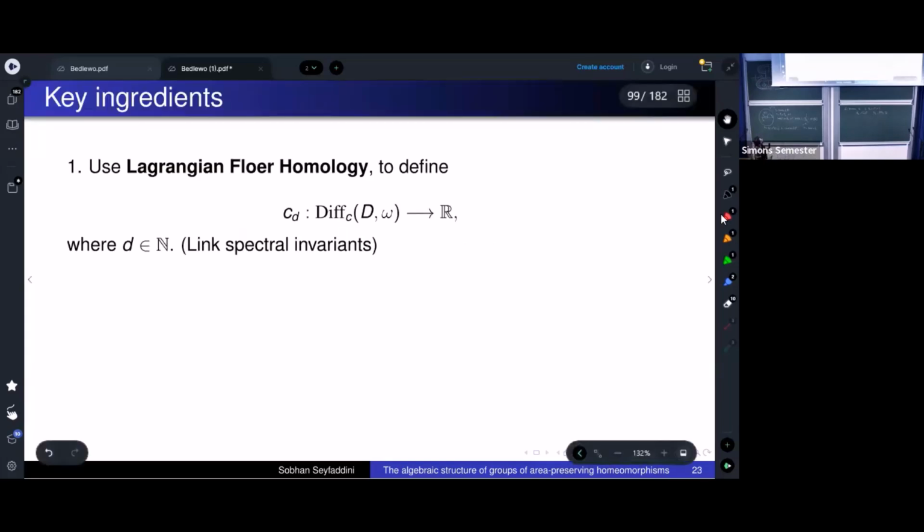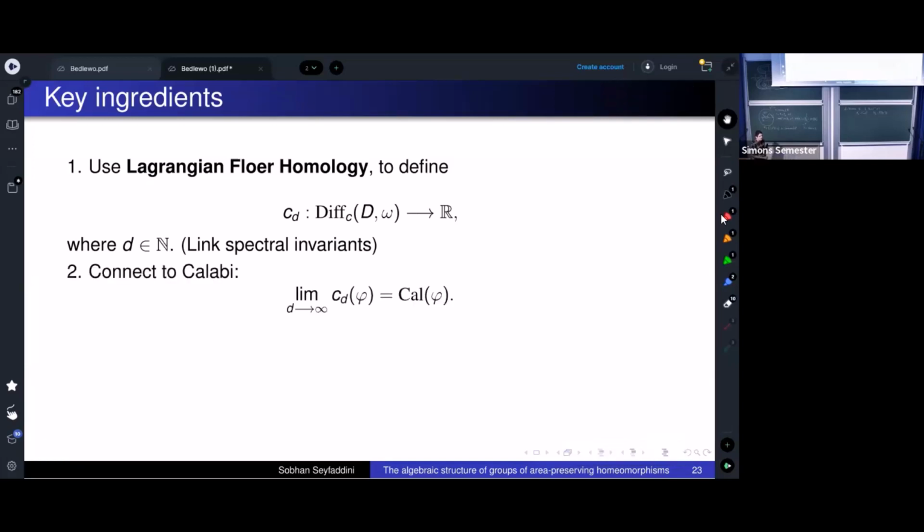Okay, and now here's where the tools of symplectic geometry come in. We use Lagrangian Floer homology, and part of the goal of my lectures is to give a mini course on what this and the related forms of Floer homology are, to define a sequence of invariants for area preserving maps of the disk. These are called c_d. d just ranges over the natural numbers. Each c_d takes in an area preserving diffeomorphism and gives you back a real number. We'll see that.